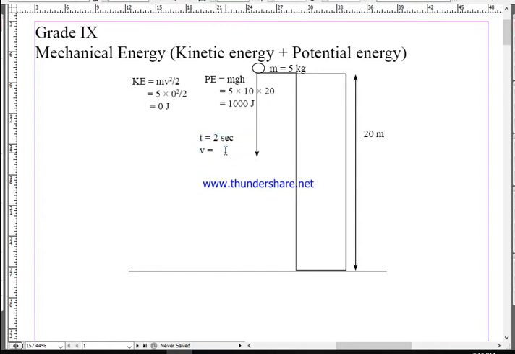Well, if acceleration is 10 meter per second square, then in first 1 second its velocity will be 10 meter per second, and in 2 seconds its velocity will be 20 meter per second. Yes, and at that time what height will it gain? Okay, in one second, its velocity is 10 meter per second. Let's say just 1 second, let's not do it at 2 seconds.